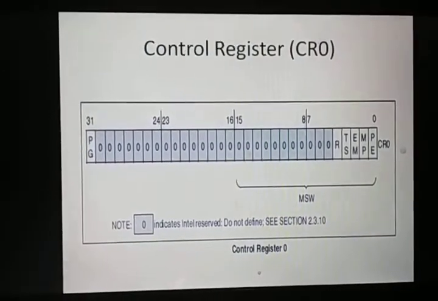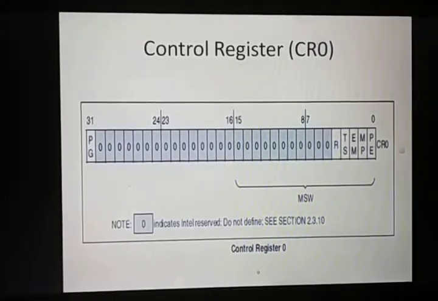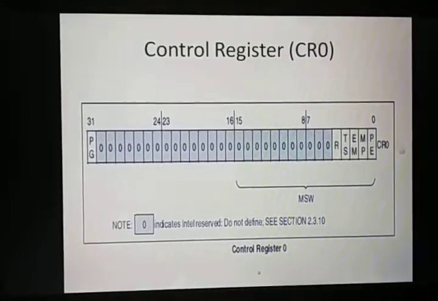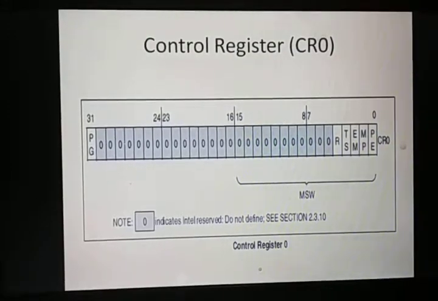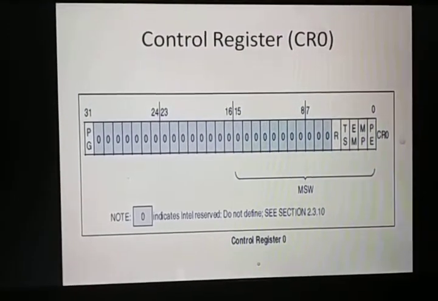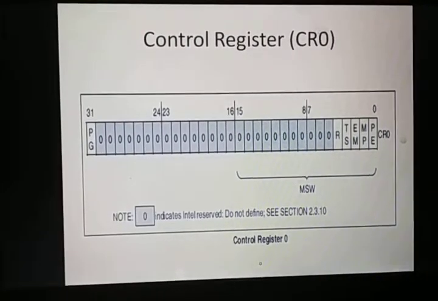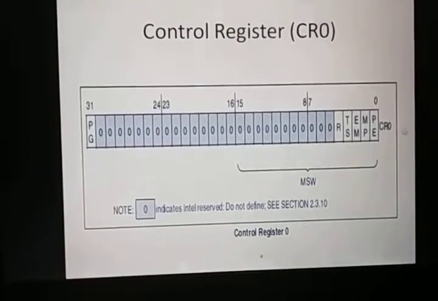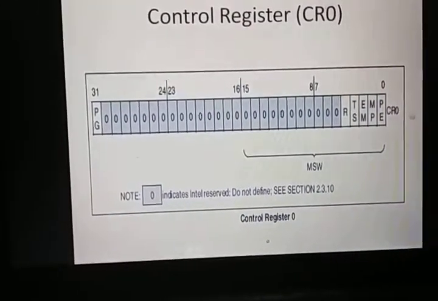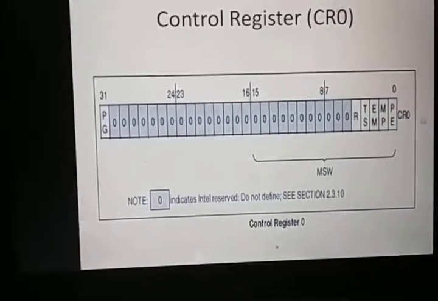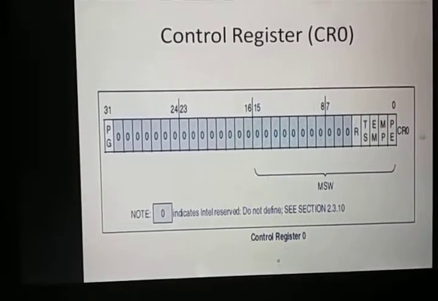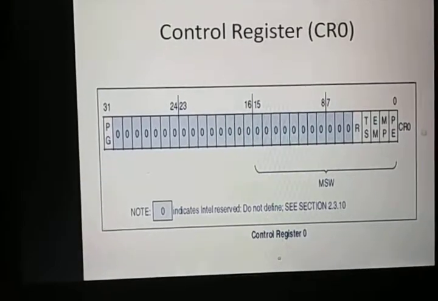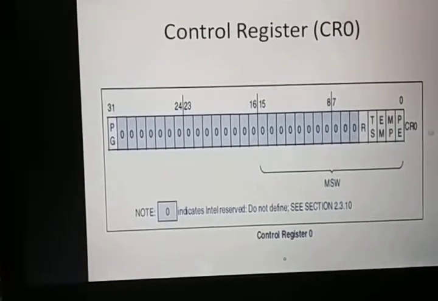So this is control register 0, the CR0 register. Here you can see the first bit is the PE bit, the protection enable bit. Next is the MP bit, math processor bit, then the emulate bit, the task switched bit, and the last bit is the PG bit. All other bits are reserved here. This register basically shows the machine status word. You can see the starting 16 bits, from 0 to 15. These 16 bits basically form the machine status word.